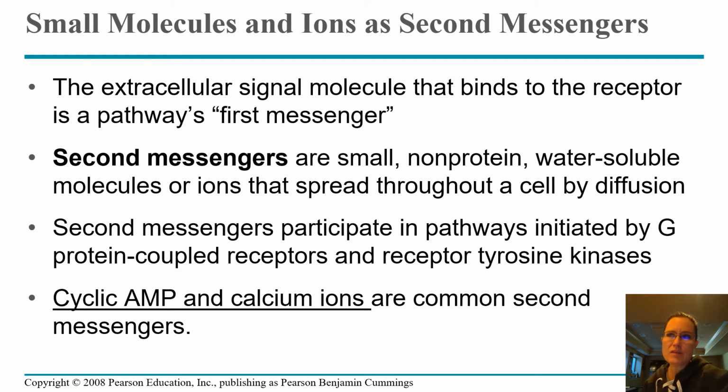And then we have these little helpers that we need. We talked about cofactors and coenzymes, I think in Unit 2. This is kind of the same concept: we need these little extra molecules in order to make the other parts work. There are two big ones you'll need to remember: cyclic AMP and calcium ions.